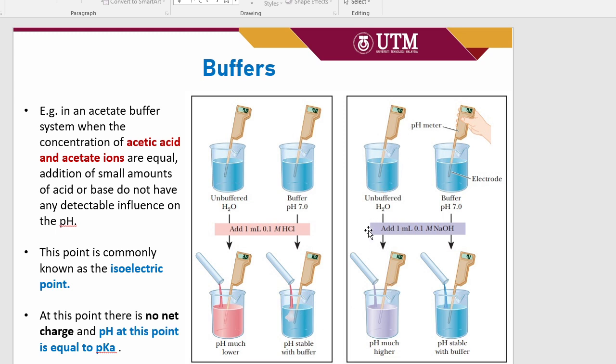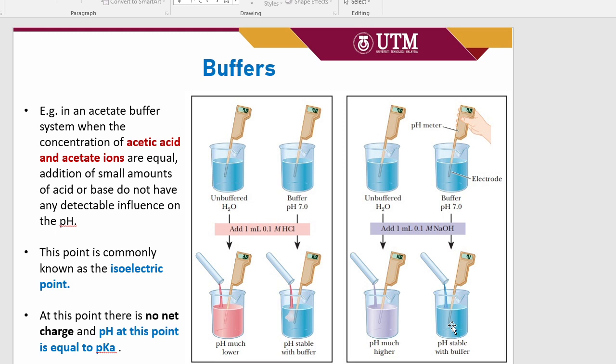It's the same scenario for bases. For an unbuffered solution, if you add a base, the pH will be higher, and you will get the basic color, which is kind of blue, and it becomes purple at high basicity. And for the buffered one, the color will stay the same. It resists the pH change and stays stable with the buffer, and the color will not change in the buffer solution.